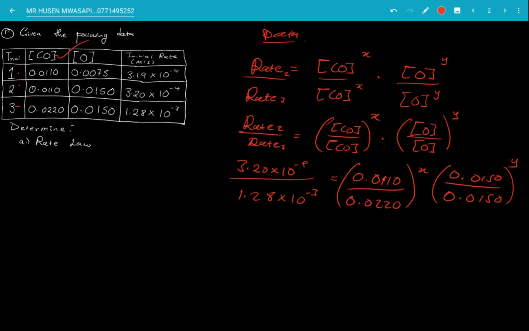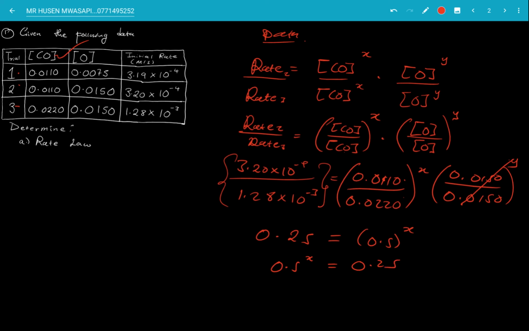So we know that in actual sense this will cancel out, and if you simplify this portion here, you end up having 0.25, and this is equivalent to this divided by that. That will give you about 0.5 raised to the X. Now we know that this is the same as 0.5 to the X being equal to 0.25.